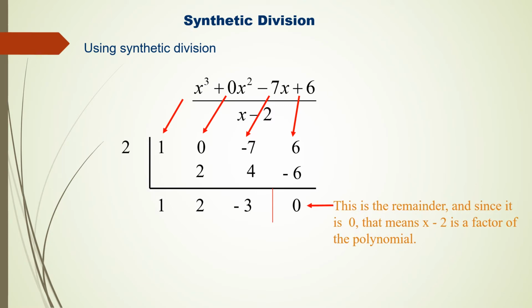Yan! So, since the remainder is 0, that means x minus 2 is a factor of the polynomial. Ayan. So, trial and error. So, you try. If you got 0, then it's right. If not, try again.